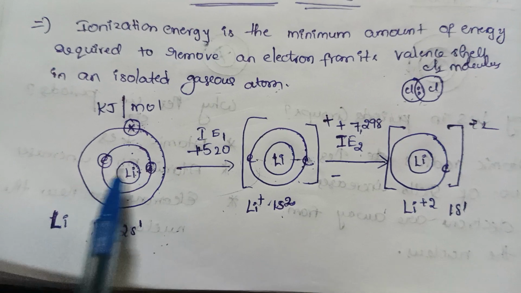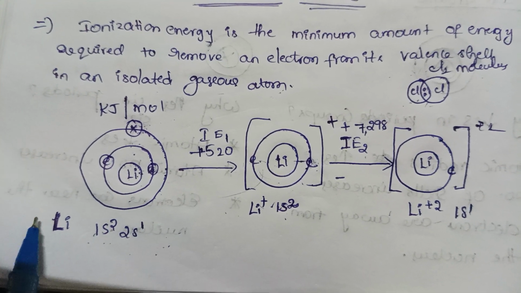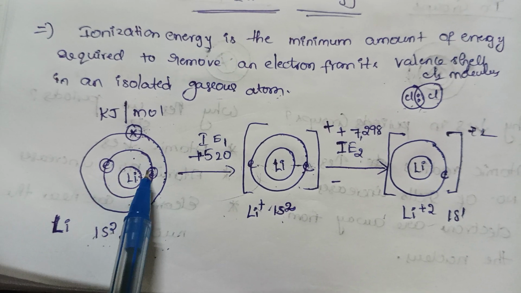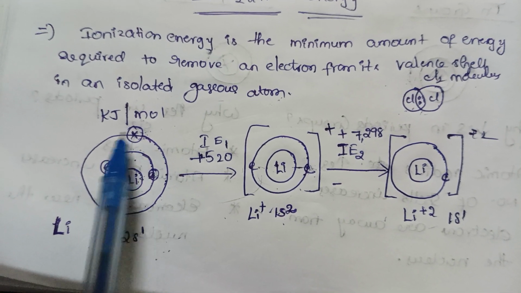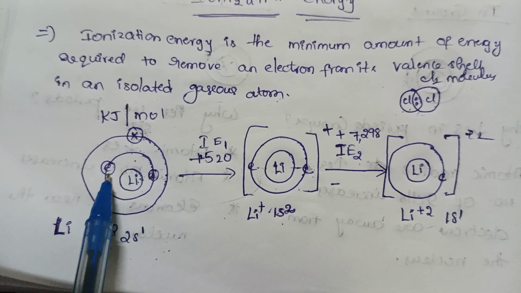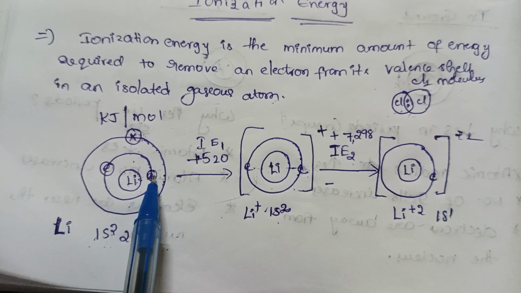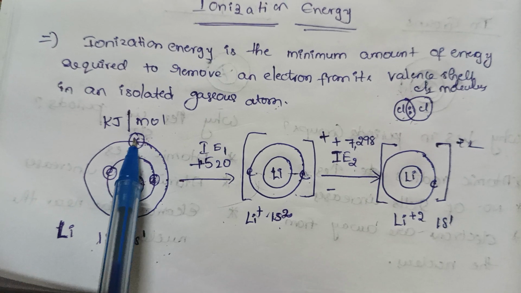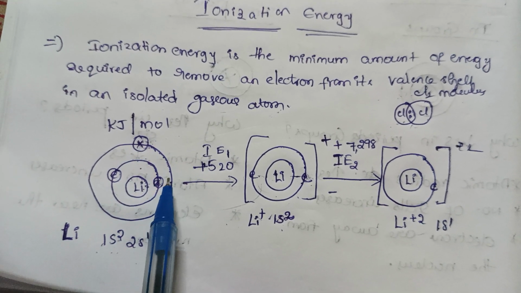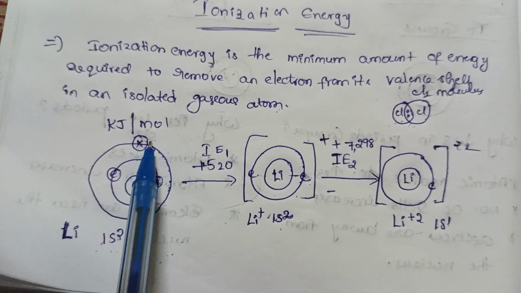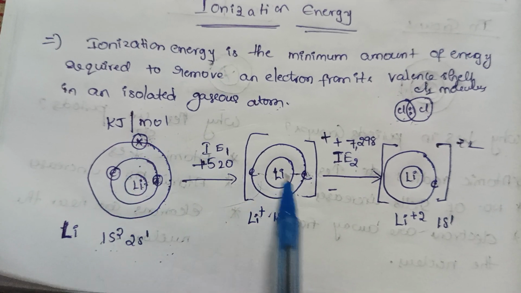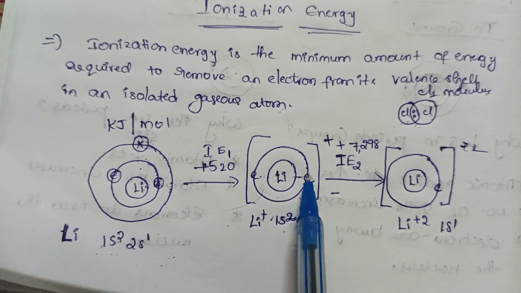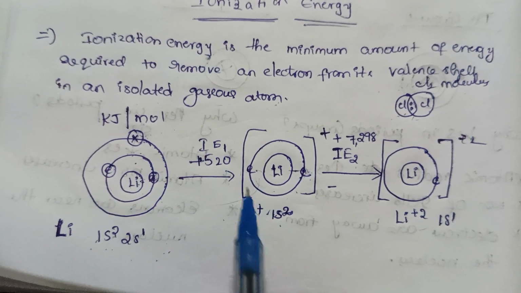If we take lithium, its atomic number is 3 and its configuration is 1s2 2s1. In the first shell there are 2 electrons, and in the outer shell there is 1 electron. These 2 electrons are very close to the nucleus. This electron is away from the nucleus, so a very small amount of energy is required to remove it. It forms Li plus, the Li+ ion. This is called first ionization energy.